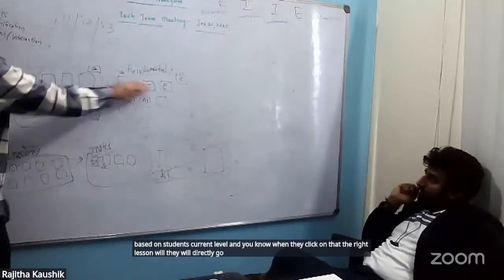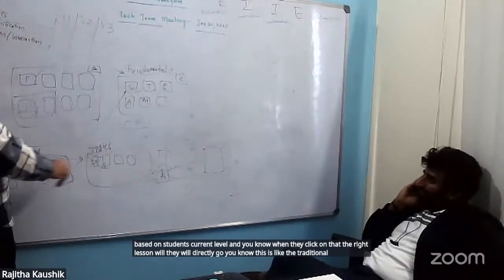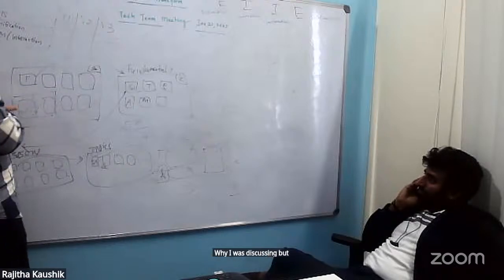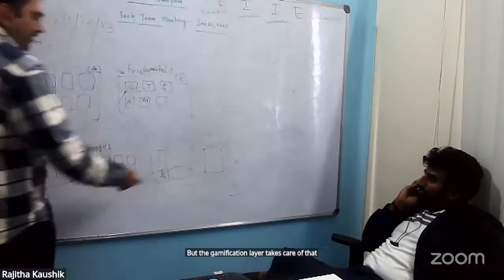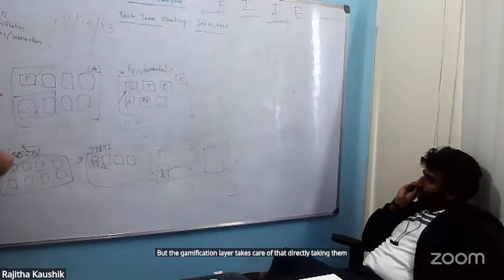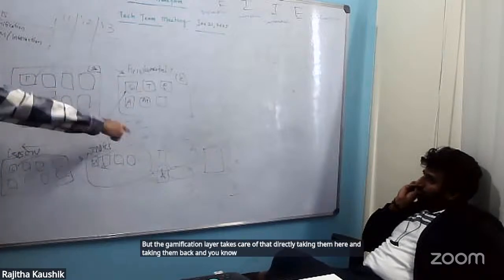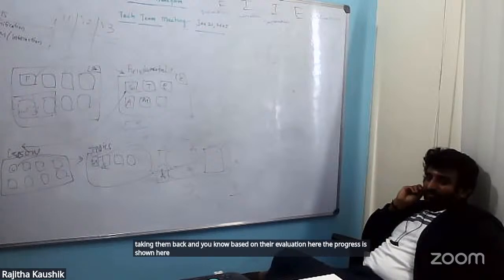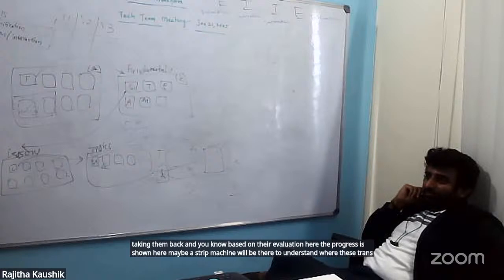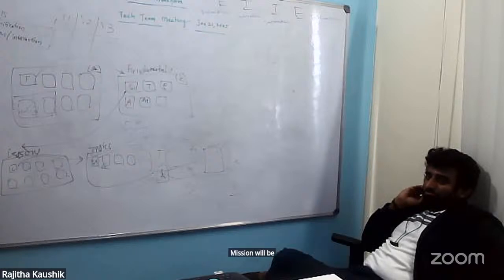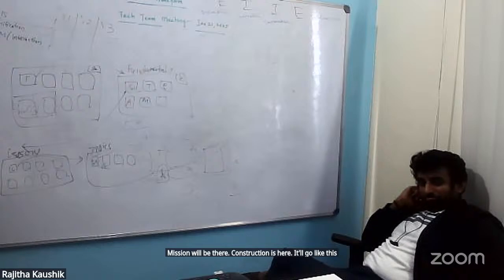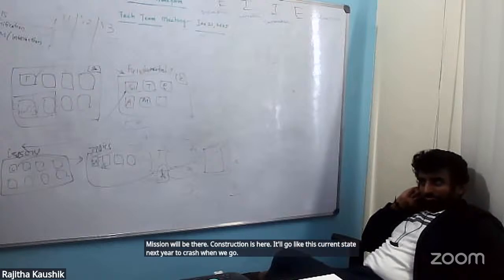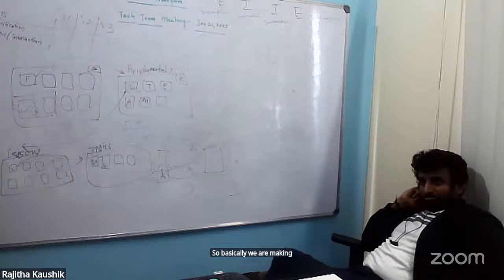This is like the traditional flow I was discussing, but the gamification layer takes care of directly taking them there and bringing them back. Based on their evaluation, the progress is shown here. A state machine, a state transition diagram, will be there to understand where the student is: current state, next state of where the student will go. So basically, we are maintaining the state of the student.